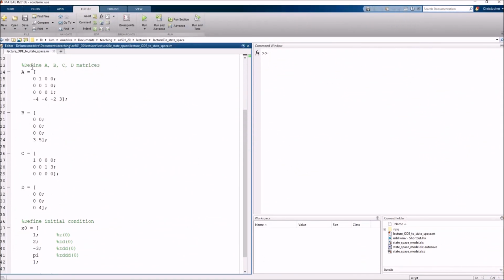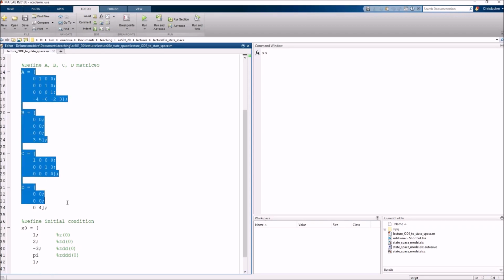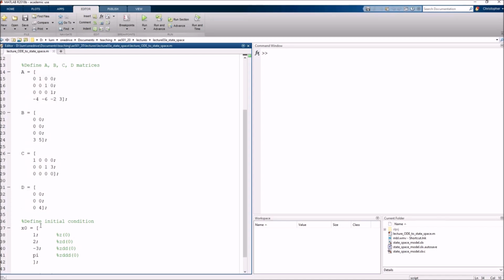Actually, this is surprisingly simple. All we're going to do is just define the A, B, C, and D matrices just like we did up on the board. And then maybe the only thing that's kind of interesting is for our state space representation, remember, we also have to define an initial condition. So in this case, since our state vector is actually a 4x1 column vector, I'm defining an initial state vector, which I'm going to call x0. Again, I'm just going to make up some numbers: 1, 2, -3, pi.